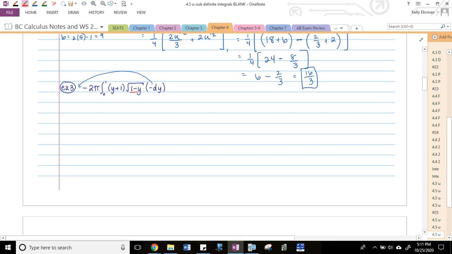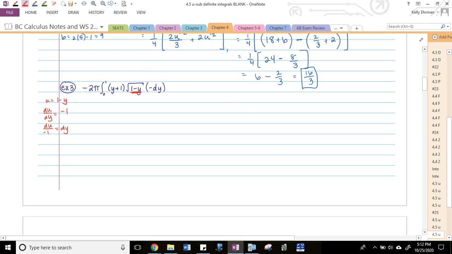So what do we want to do? I think this is the inner function. I'm going to go with it. U is 1 minus y. Du dy would then be negative 1. And du divided by negative 1 would be dy. Or du would be negative dy. Again, that's why that's in there. Let's say I haven't gotten rid of any negatives.